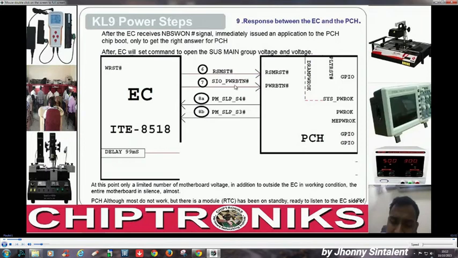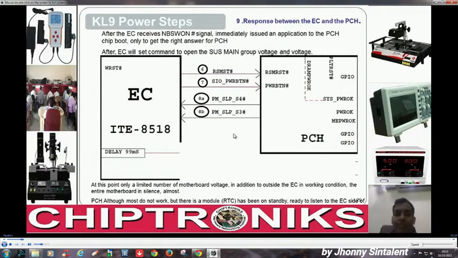After the PCH gets RSMRST and SIO power button, it generates the SLP_S4 and SLP_S3 signals. What happens? Sometimes, when you press the power button, this PCH is unresponsive, that is, there is no SLP_S4 or SLP_S3 signal coming up. So what can be the problem in that case?